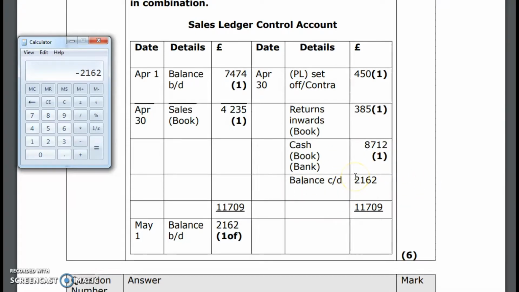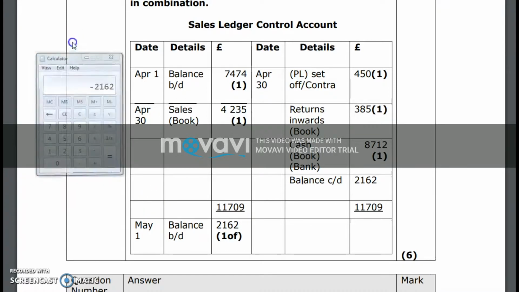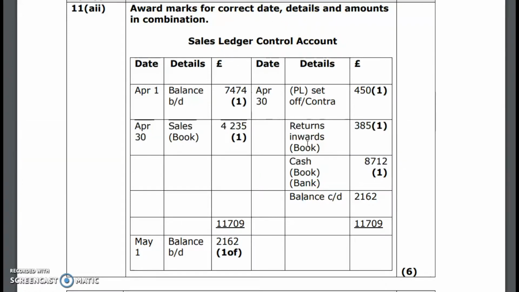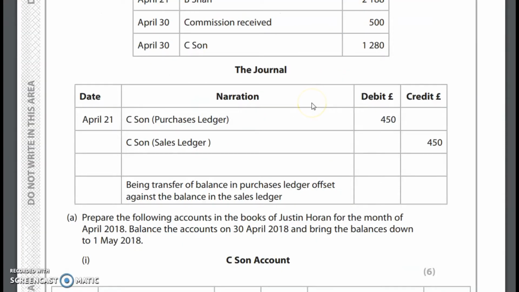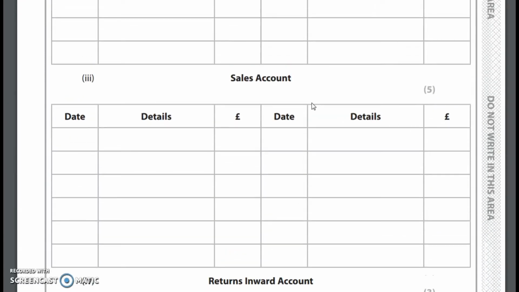Balance carried down at the end of a certain month becomes the balance brought down in the next month. So you have to be very careful when you do this question, because marks are awarded for the correct date, details and the amounts in combination. So even if you don't enter any one of them, you would not get the marks. So that's part 2. Part 3, you need to prepare the sales account.